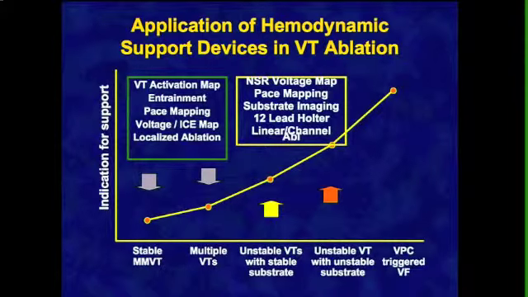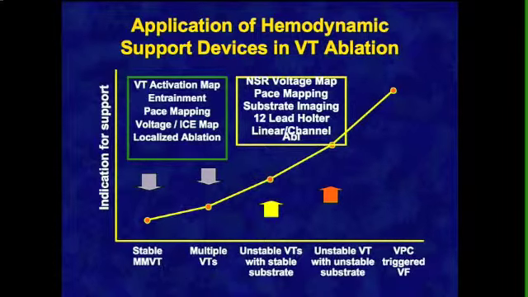Now, sometimes you have unstable VTs with stable substrate. And if you look at stable substrate, then you can deal with that substrate by voltage mapping. We use strain rate imaging from an ultrasound system, or MR, looking at where the tissue abnormalities are, and then guiding according to that. And maybe you can get unstable VTs with unstable substrates. Normal sinus rhythm voltage mapping, pace mapping, substrate imaging, 12-lead Holters, and looking for channel kind of ablation.